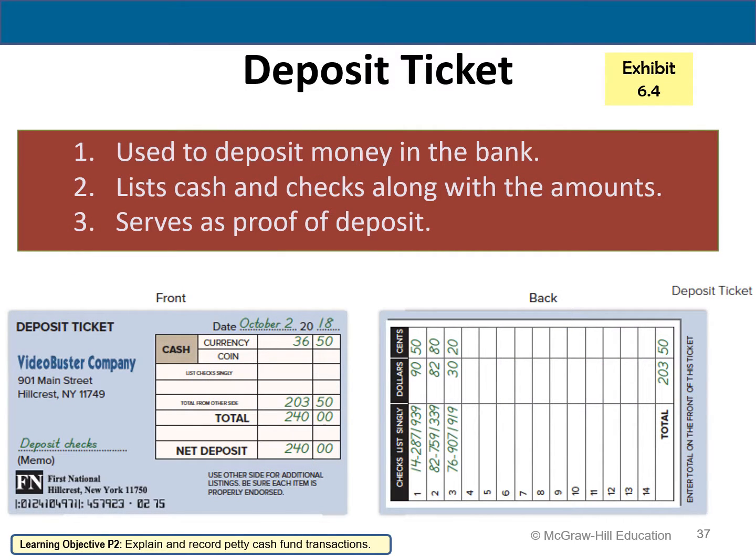So here's an image of a deposit ticket. You probably all have seen this, maybe, I hope, or maybe you just do remote deposit through your phones or whatnot. But this is what a deposit ticket looks like if you've never seen one. Typically, it'll list all the cash and the checks along with the amounts, and it serves as proof of deposit. Okay.